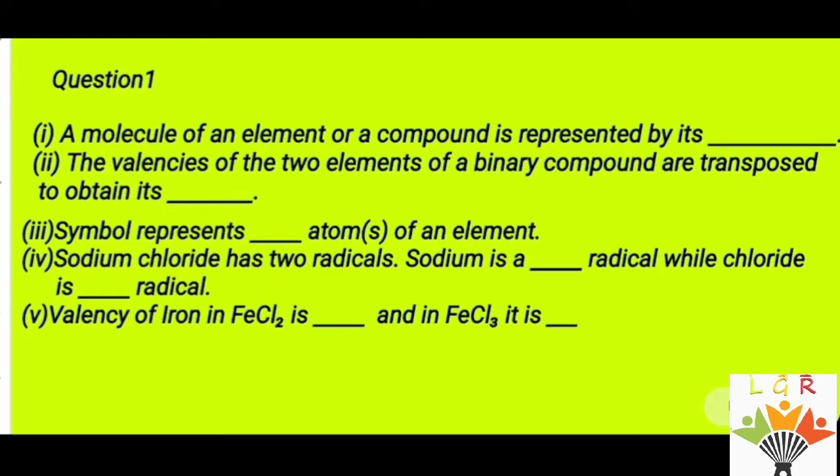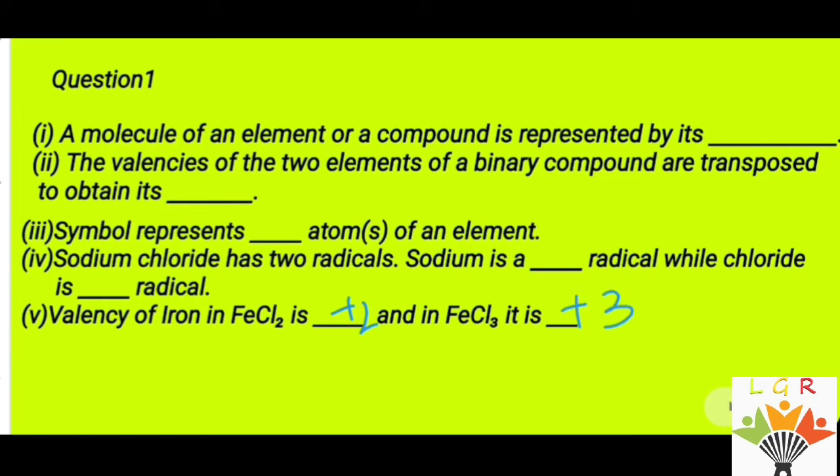Sodium is your positive radical, or you can say it is a basic radical, while chloride is a negative radical, or you can say acidic radical. Valency of iron in FeCl2 is dash and in FeCl3 it is dash. You know that iron possesses variable valency. So while forming FeCl2, you can see clearly that the valency of the iron is +2 and the valency of iron in FeCl3 is +3.